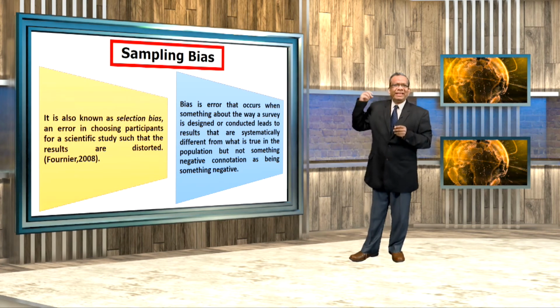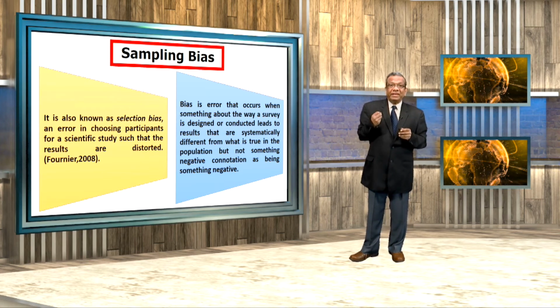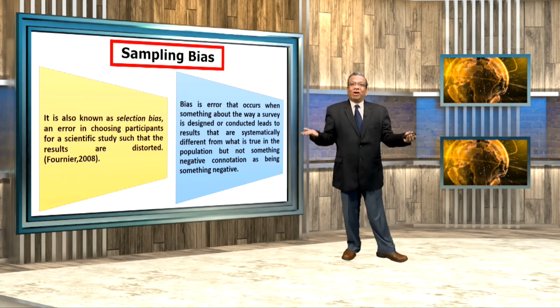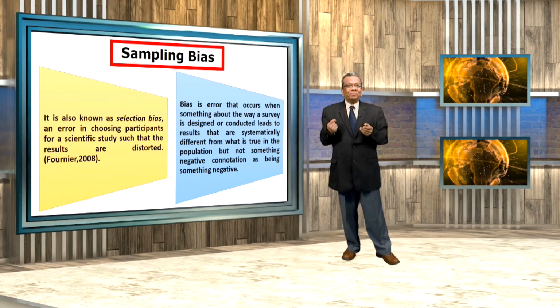When we are trying to study or experiment, we will be choosing the participants. In fact, how do we choose the participants? We try to call for volunteers, then try to pick them up. But when we are doing all these while creating your sample frame, bias is likely to enter. Bias is an error that occurs when something about the way a survey is designed or conducted leads to results that are systematically different from what is true in the population, but not with a negative connotation.